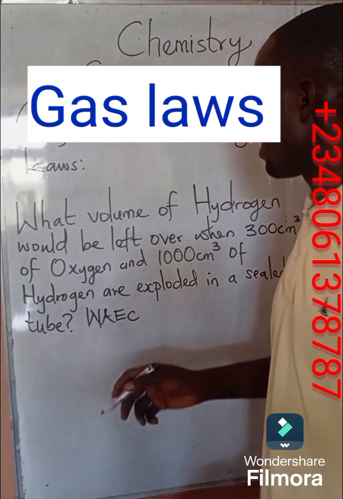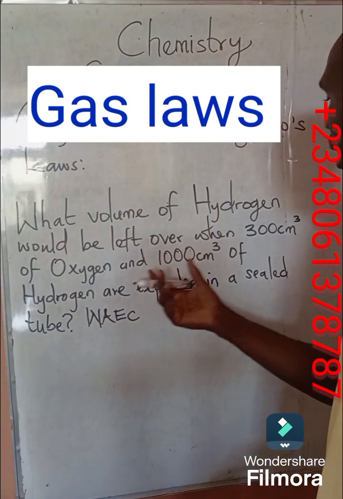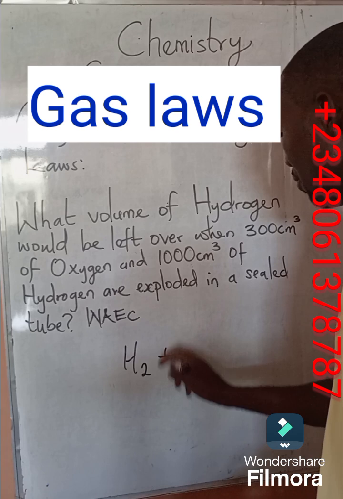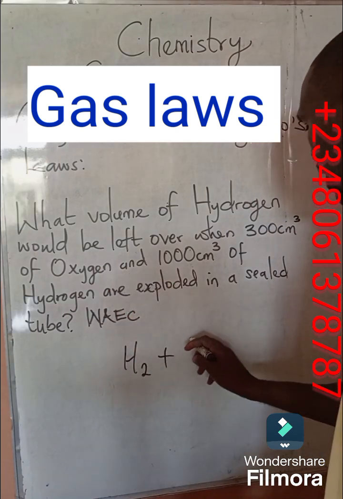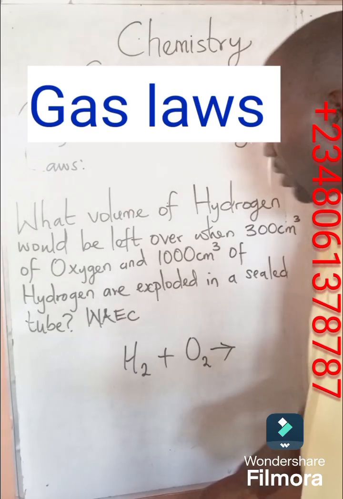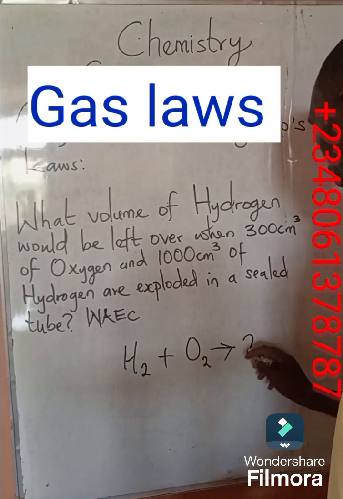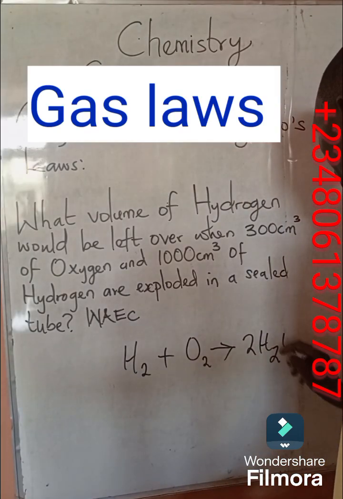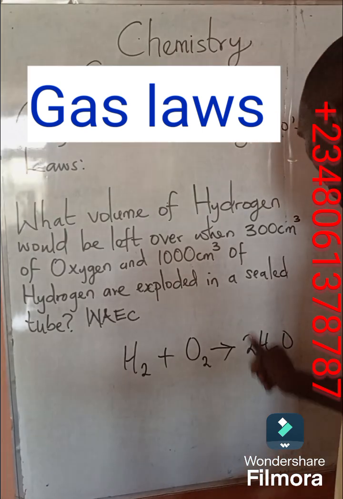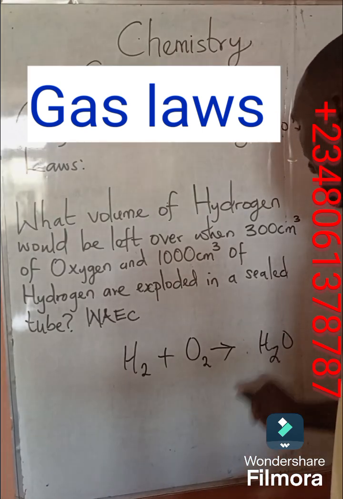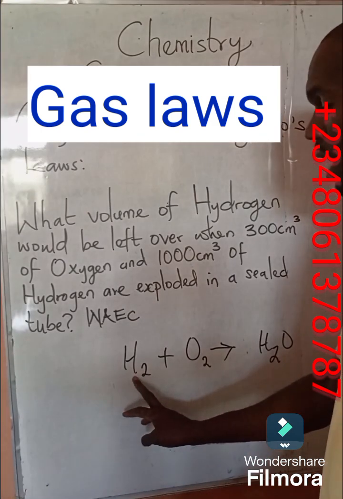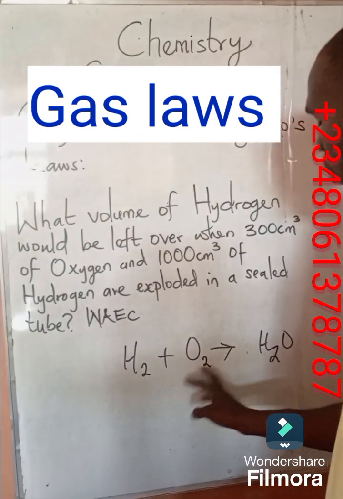For example, from this question, I have hydrogen gas, then I have oxygen gas. So if these two gases react together, then we are going to have two molecules of water. How do you know that it's going to be two molecules of water? Ideally you're going to have water as your product, isn't it? So you have hydrogen gas and oxygen gas reacting together to form water.